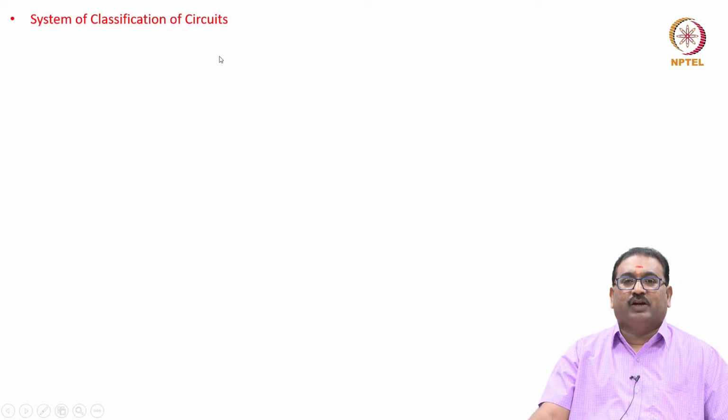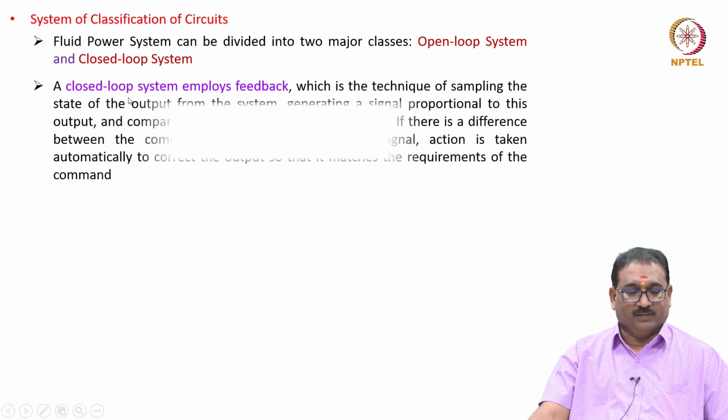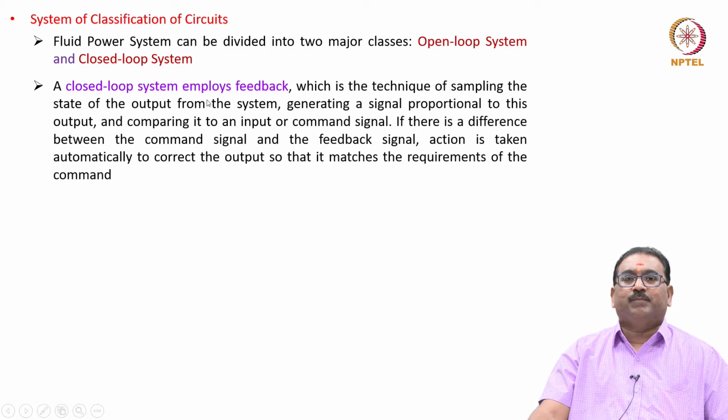System of classification of circuits. Fluid power systems can be divided into two major classes, open loop systems and closed loop systems. A closed loop system employs feedback, which is the technique of sampling the state of the output from the system, generating a signal proportional to this output and comparing it to an input or a command signal.